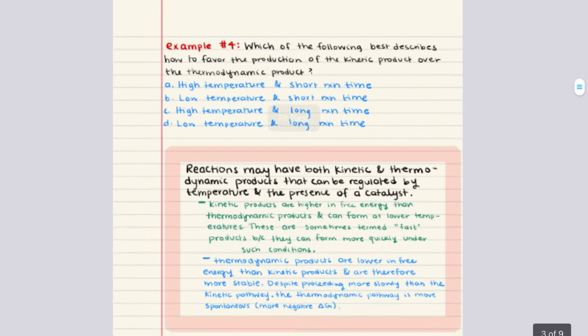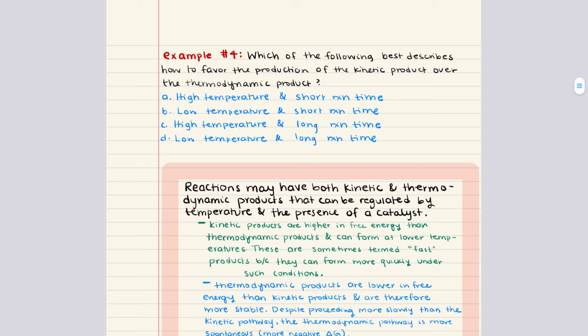Problem 4 asks, which of the following best describes how to favor the production of the kinetic product over the thermodynamic product? Now, this allows us to recall kinetic versus thermodynamic control. Remember, for kinetic control, the product formed under kinetic control is the one that forms the fastest. This product is favored by lower activation energy, and it's usually formed at lower temperatures and shorter reaction times. It is not necessarily the most stable product, but it forms quickly.